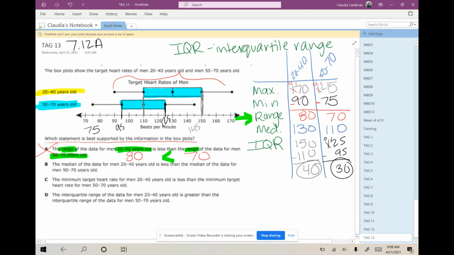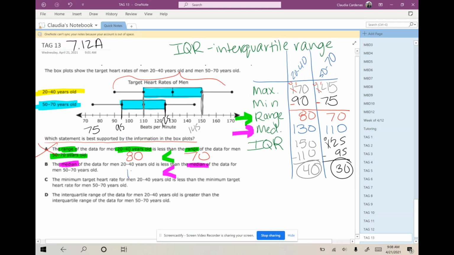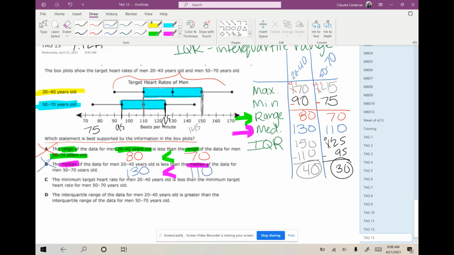We're now going to look at answer choice B, where it says the median of the data for men 20 to 40-year-olds is again less than the median for the data for men 50 to 70-year-olds. So let's go ahead and look at our median. And so I see that the median for 20 to 40-year-olds is 130. And is that less than 110? No, it's not. So that answer choice also needs to be eliminated.